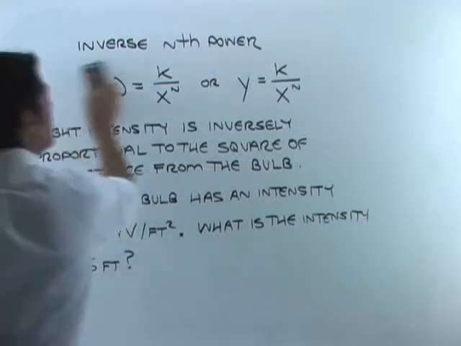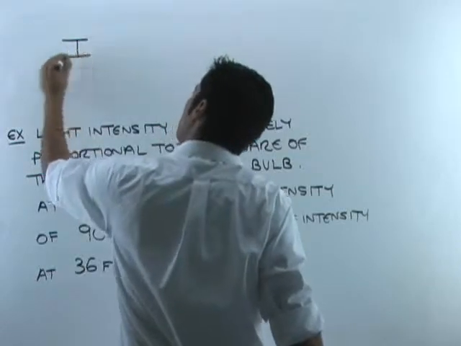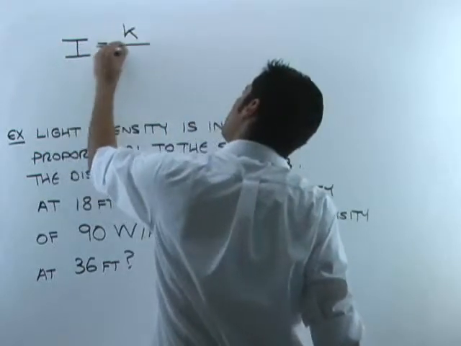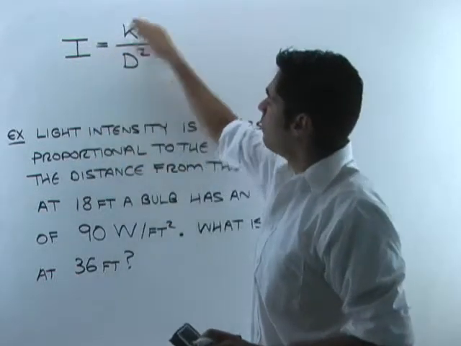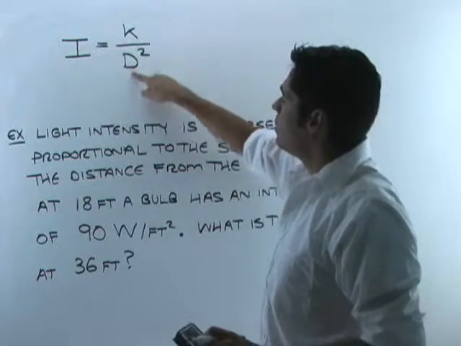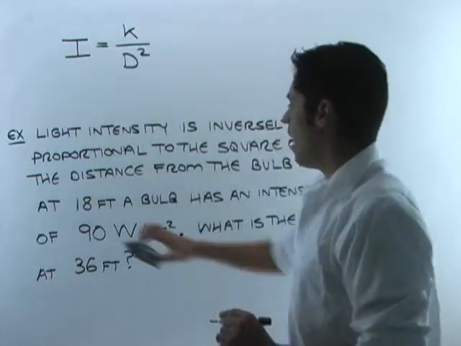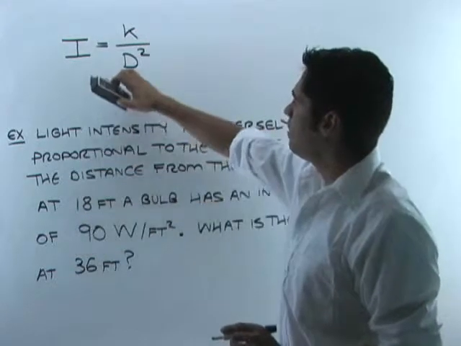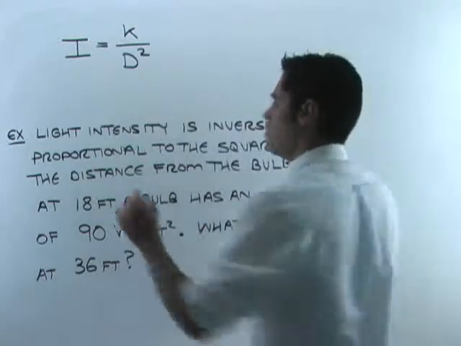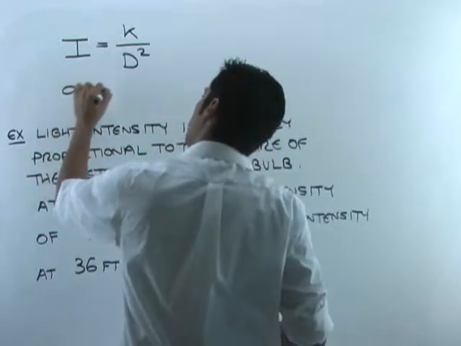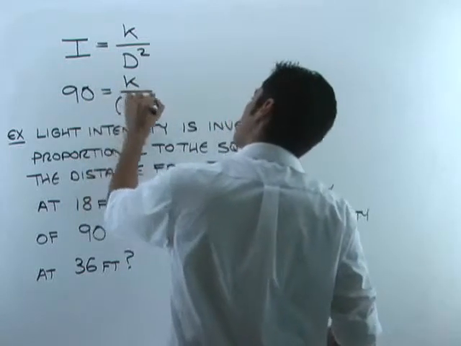All right, so now let me write down my equation. The intensity is inversely proportional to the square of the distance, right? The intensity of the bulb is inversely proportional, so I put k over the distance squared, or the square of the distance. Now I want to try and find k. I'm given that at 18 feet, that's my distance, I've got 90 watts per foot squared, that's my intensity. So I can write 90 equals k over 18 squared.